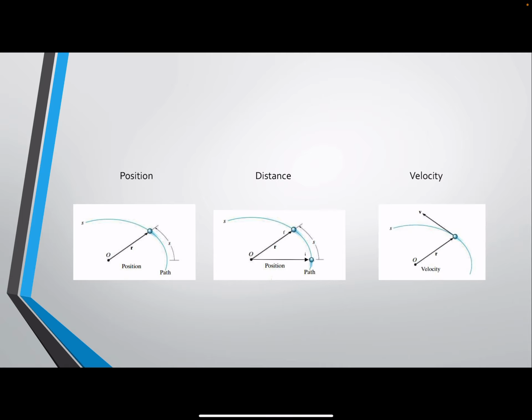And for the velocity, the angular velocity can be defined as the velocity rate, and the law to use it will be the distance over time.